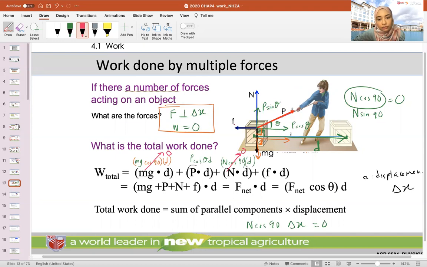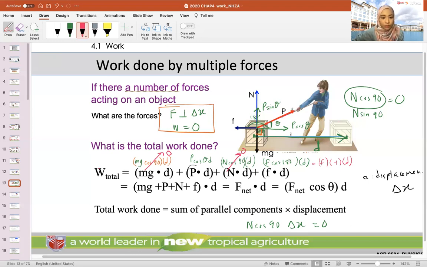Okay, what about friction? What should be the angle between friction and D? 180, correct. Friction is this way, your x is the other way. So the angle between them is 180. So this would be F cosine 180 times D, and this would give me a negative F times D, because cosine 180 is minus 1. So let me rewrite that: F minus 1 D. This is specific to this equation.